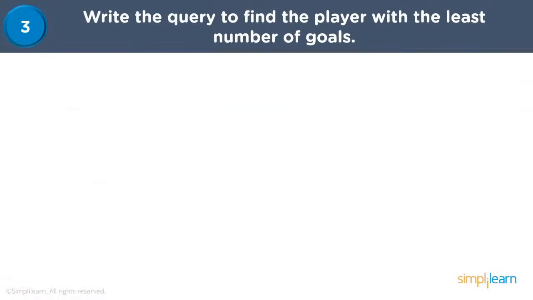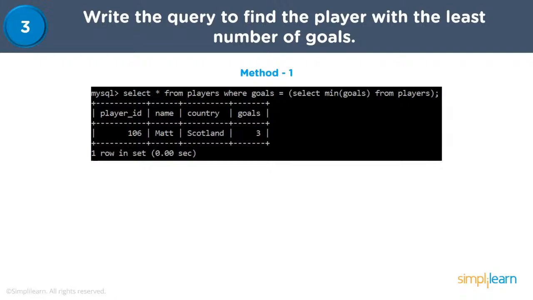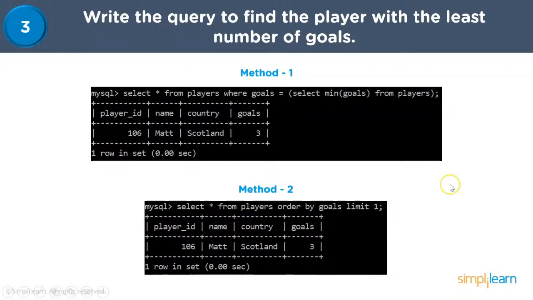So the question is, we want to write a query to find the players with the least number of goals. There are 2 methods to do it. One where you can use a subquery, and the other method is to use the limit operator. So let me show you both the methods.